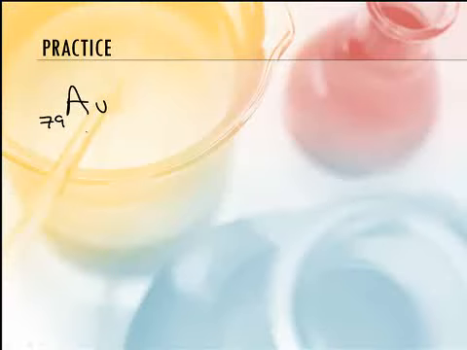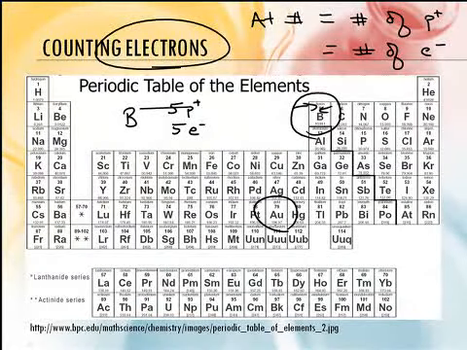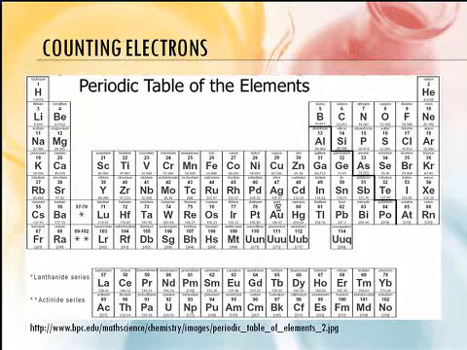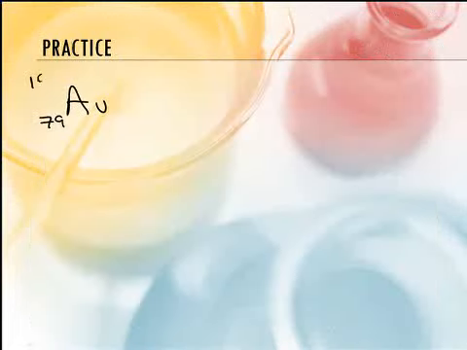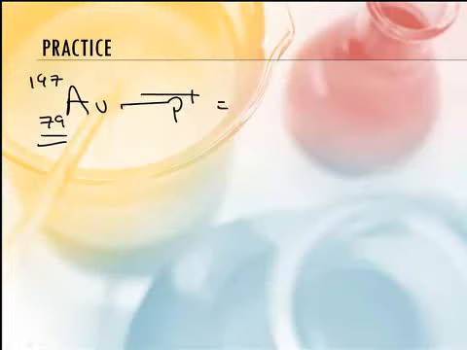The way you abbreviate that, you put the 79 on the bottom, which is the atomic number. I know your periodic table here is probably backwards. And the other number, the atomic mass, let's round that and call it 197. This is the atomic number, so the number of protons is equal to 79, and also the number of electrons. So 79 protons, 79 electrons.